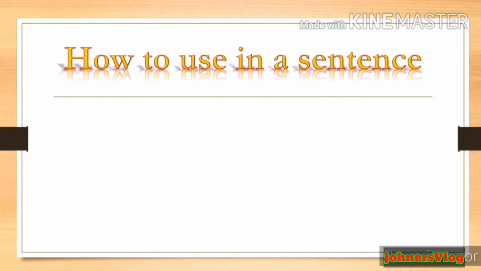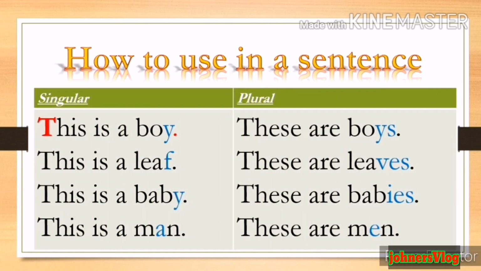So, how to use nouns in a sentence? For example: this is a boy, these are boys; this is a leaf, these are leaves; this is a baby, these are babies; this is a man, these are men. As you notice here, I emphasize the capital letter T and the period at the end of a sentence. So when you create a sentence, always bear in mind to use a capital letter and put a period.